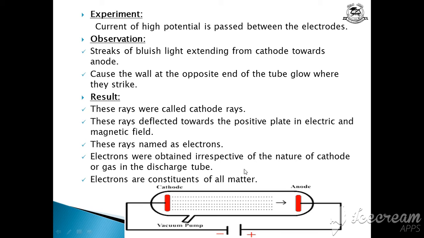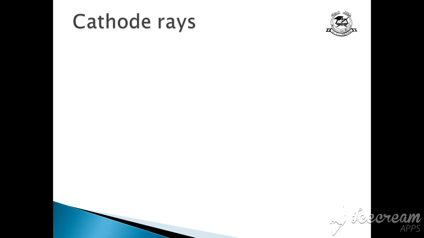Electrons were obtained irrespective of the nature of cathode or gas in the discharge tube. J.J. Thomson changed this metal plate and repeated the experiment again, and then he changed the nature of gas within the tube and repeated the experiment again, but the result was same. Cathode rays move from cathode towards anode. Electrons are constituents of all matter. It means electrons are present in all kinds of gases and these metal plates also. Okay, so this is the result of discovery of electron.